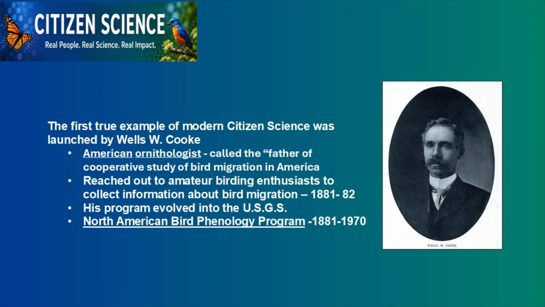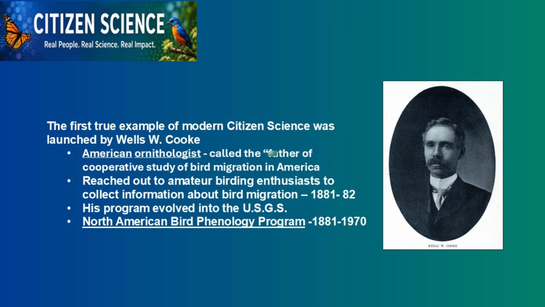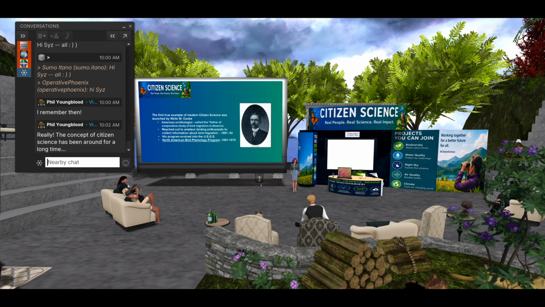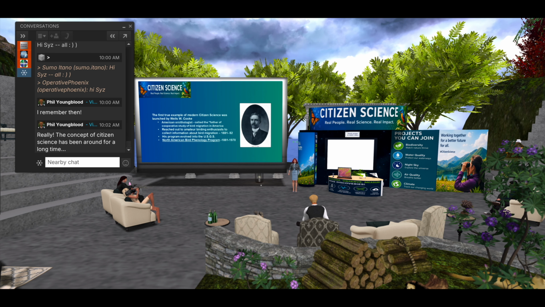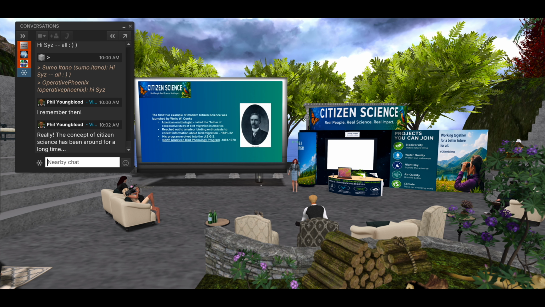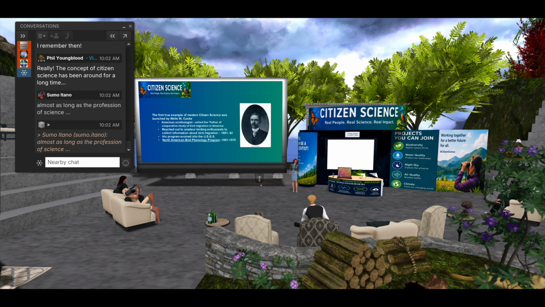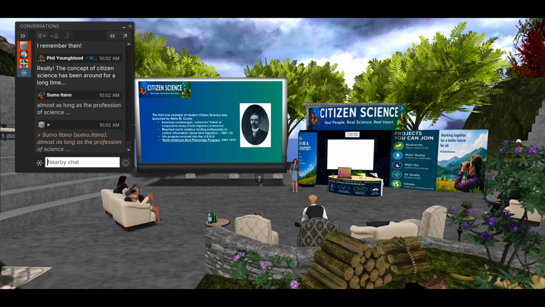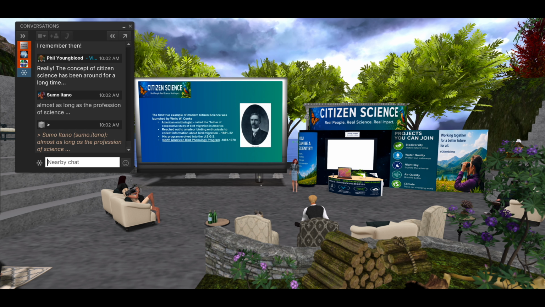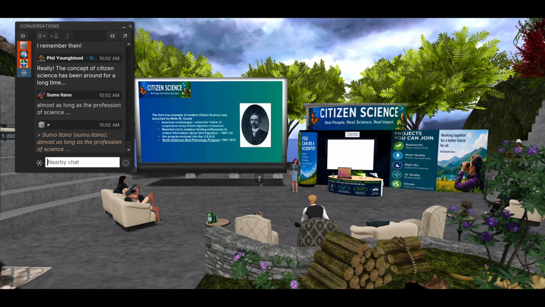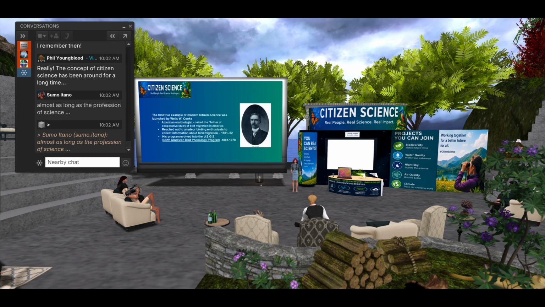The first true example of modern citizen science was launched by Wells Cook, who was considered the father of cooperative study of bird migration in America. He was an American ornithologist. He reached out to amateur birding enthusiasts to collect information on bird migration, and this was 1881 and 82. His program evolved into the U.S. Geological Survey's North American Bird Phenology Program, and that ran from 1881 to 1970.